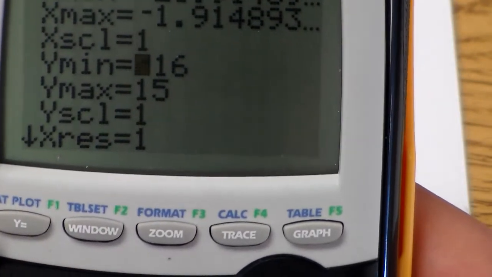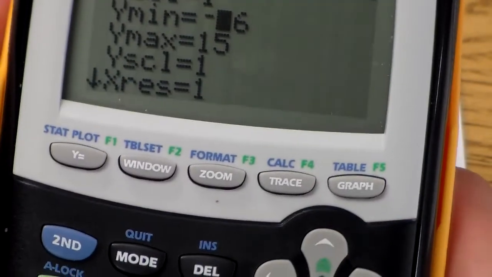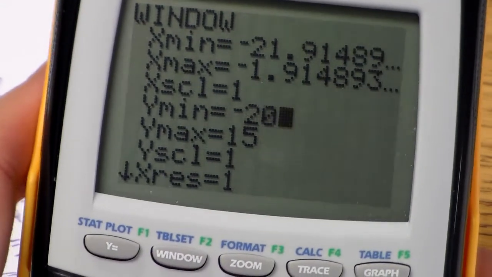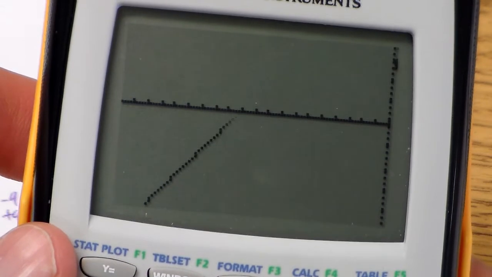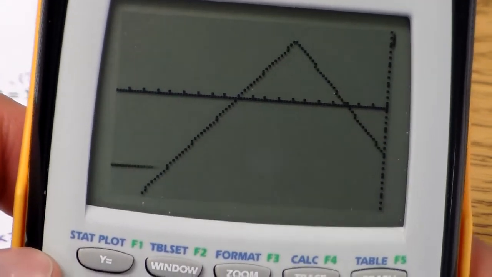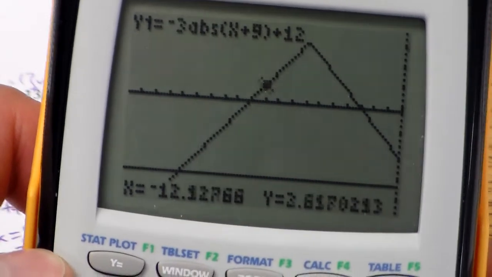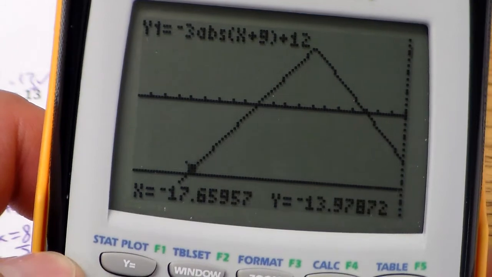I'm going to change my window. There we go. So I'm going to change it down to like maybe, I don't know, we want to get further down there so we can actually see it. So maybe negative 20 is your y minimum there. So we'll graph that again. And so we can see that intersection clearly now. There it is. Awesome. And so then if you scroll down, you'll see that x equals negative 18. That's our other solution. Boom, there it is.